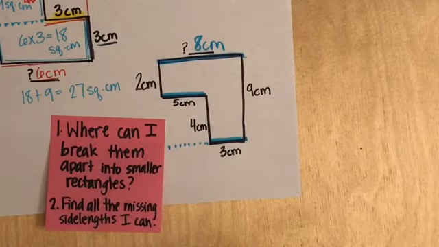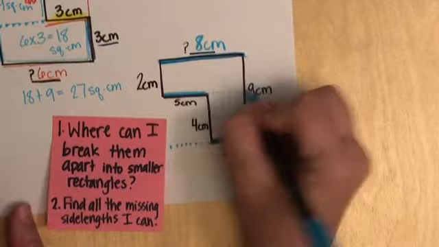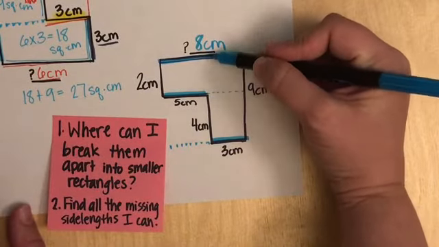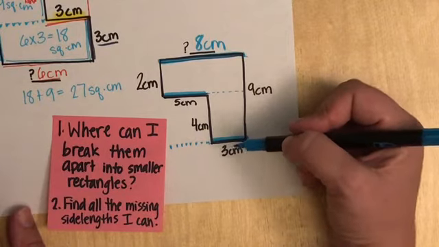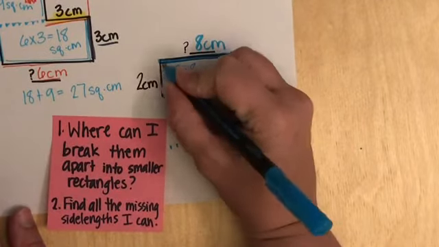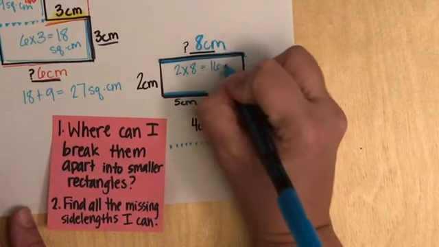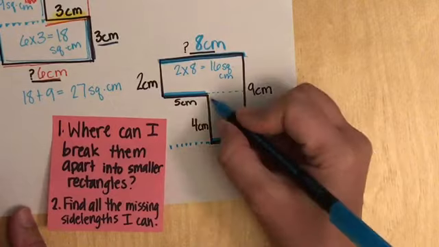So now when you break this up into 2 rectangles, we have all of our side lengths. So I'm going to break it up here. If you broke it up here, your side lengths would be different, but you should still get the same area as me. So I'm going to do 2 times 8. So 2 times 8 equals 16 square centimeters. Here I have 3 times 4.